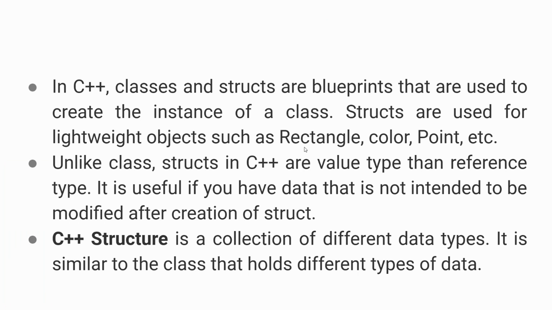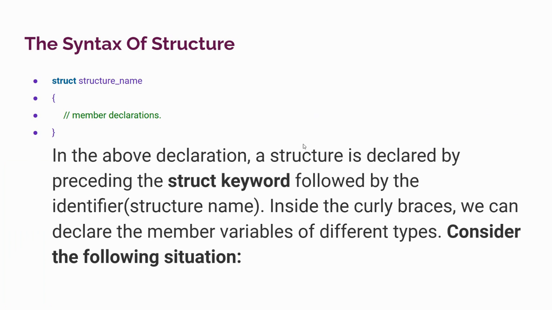A C++ structure is a collection of different data types. It is similar to a class that holds different types of data. The syntax of the structure: struct, structure name. In that you will have the member declarations. In the above declaration, a structure is declared by preceding the struct keyword followed by the identifier, that is the structure name. Inside the curly braces we can declare the member variables of different types.